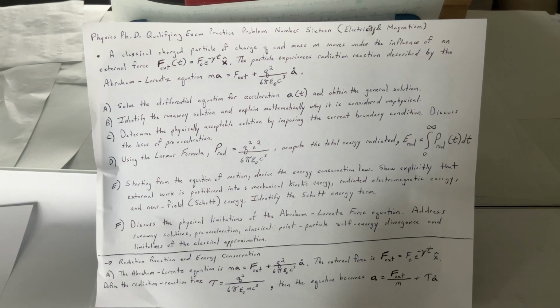Part E, starting from the equation of motion, derive the energy conservation law. Show explicitly that external work is partitioned into mechanical kinetic energy, radiated electromagnetic energy, and near-field Schott energy. Identify the Schott energy term. And part F, discuss the physical limitations of the Abraham-Lorentz force equation, address runaway solutions, pre-acceleration, classical point particle self-energy divergence, and limitations of the classical approximation. Okay, so this is a radiation reaction and energy conservation problem.